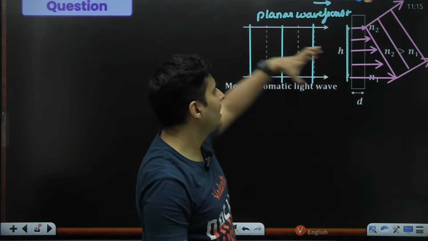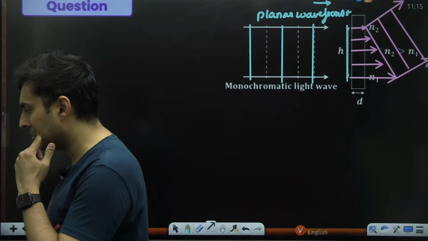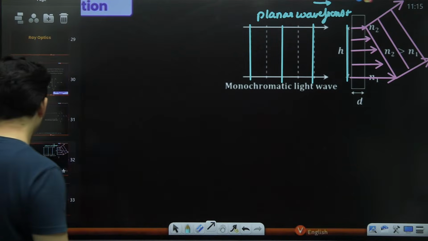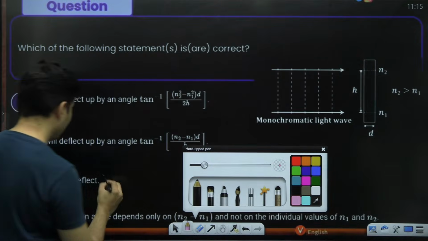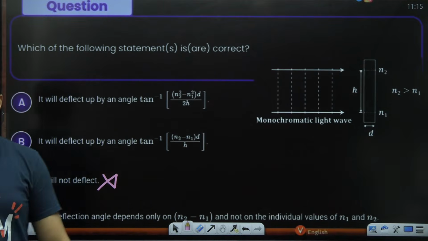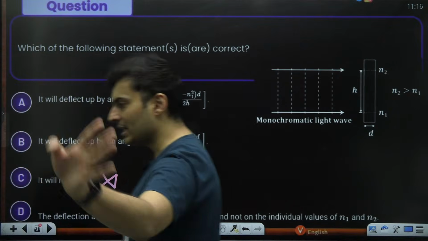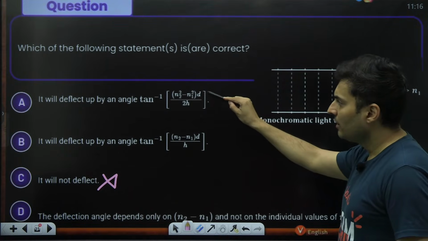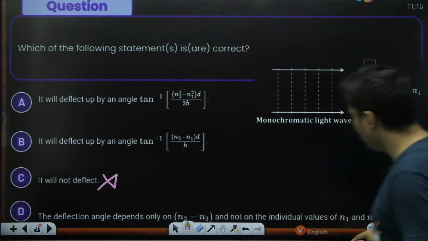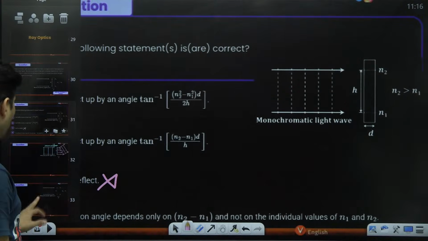So definitely it has deflected by some amount. Can you see that? So I think there was an option saying it will not deflect. So 100% this option C is wrong. Everyone with me on this? Now, the questions or the options are, what is the deflection and what does it depend or not depend on? Okay. So to check that out, I have an idea.